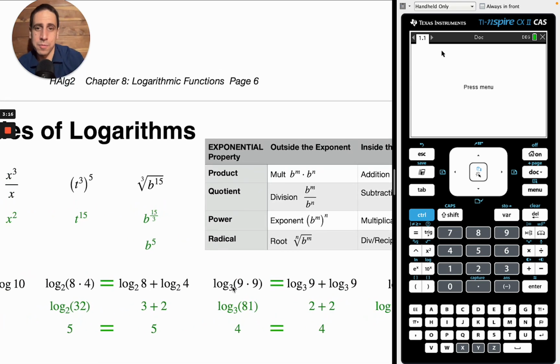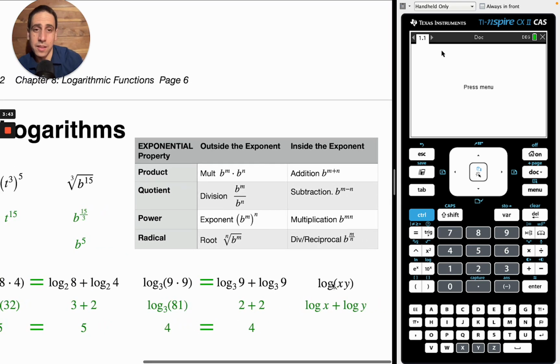Here we've got log base 3 of 9 times 9. That's 9 times 9, which is just 81, and so 3 times itself 4 times is 81. 4 is the missing exponent. Log base 3 of 9 is 2, because the exponent you would have to put on 3 to get to 9 would have to be 2. And so 2 plus 2 is 4. So 4 is equal to 4. The results are equal to each other.